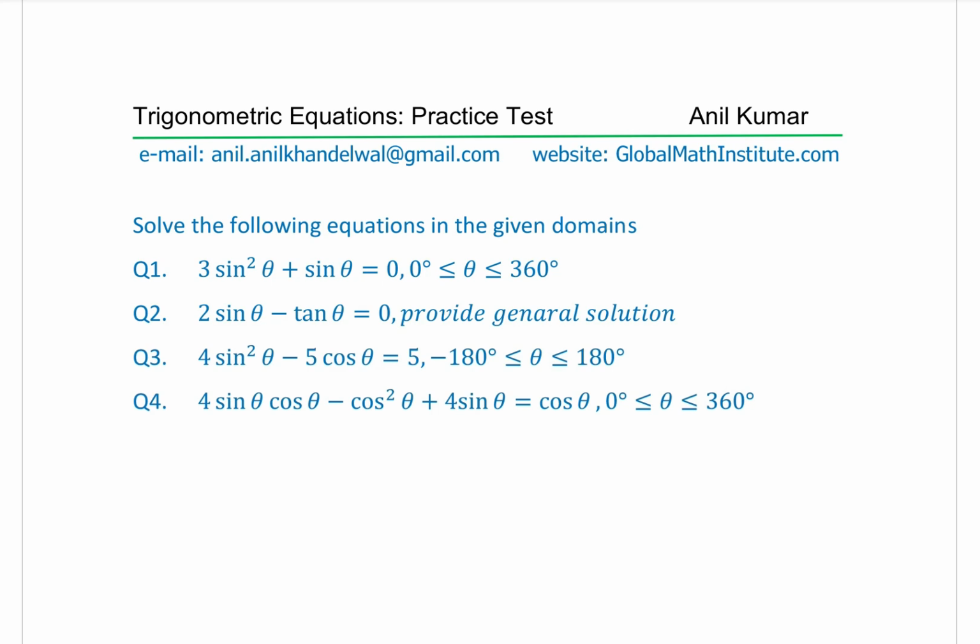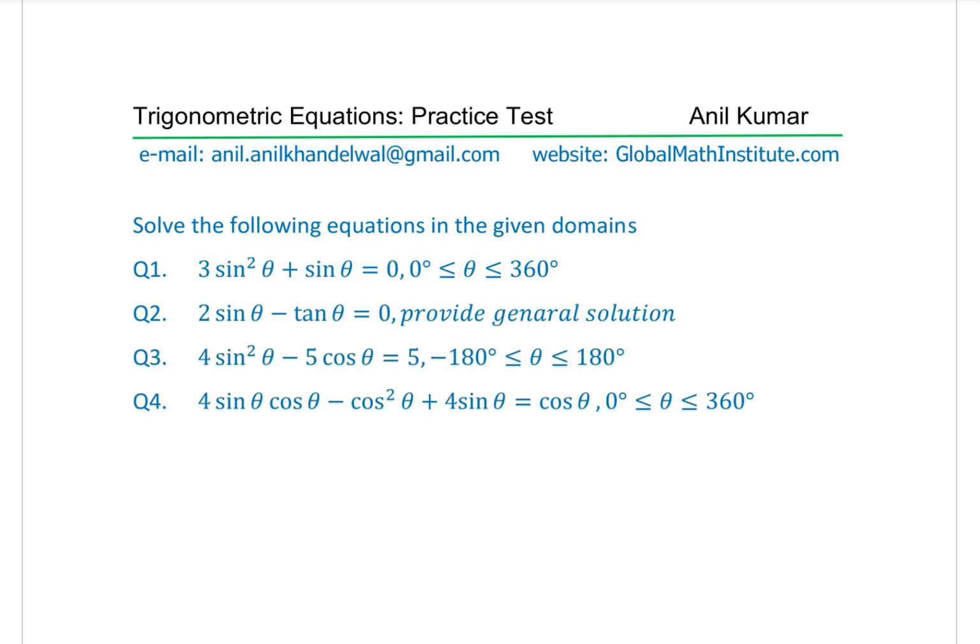Question 1. 3 sine square theta plus sine theta equals to 0, where theta is between 0 to 360 degrees. Question 2. 2 sine theta minus tan theta equals to 0. Provide general solution.